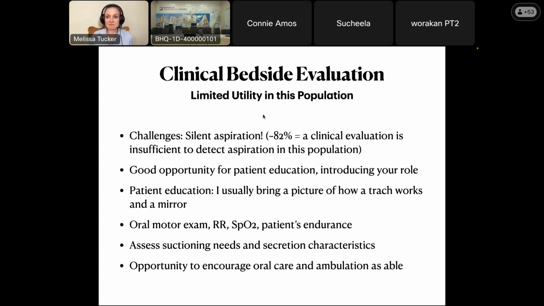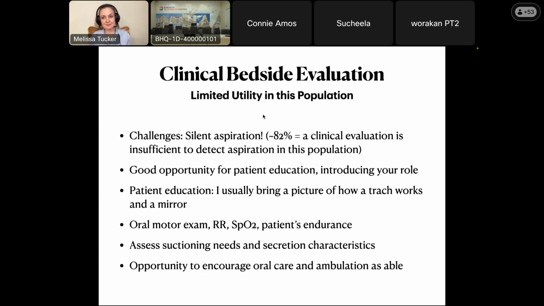If they are too deconditioned to even sit up, they're probably not going to be able to get through a meal. While you're there doing your clinical bedside evaluation, you can talk to the nurse or the respiratory therapist and assess that patient's suctioning needs or their secretion characteristics. Or if this is an outpatient who's coming in to see you, you can ask them how often they're suctioning themselves.